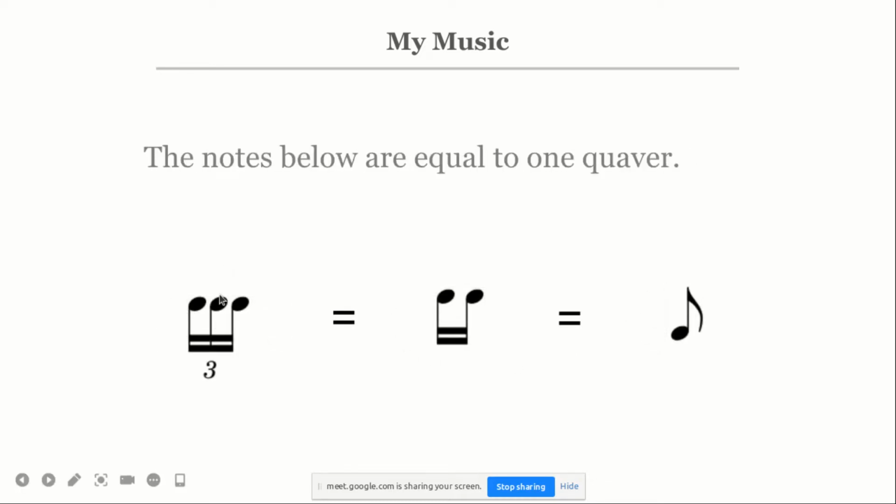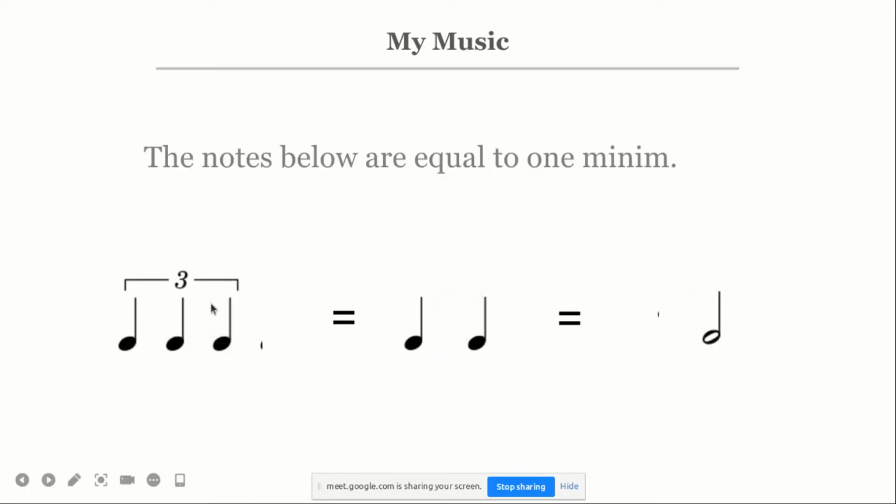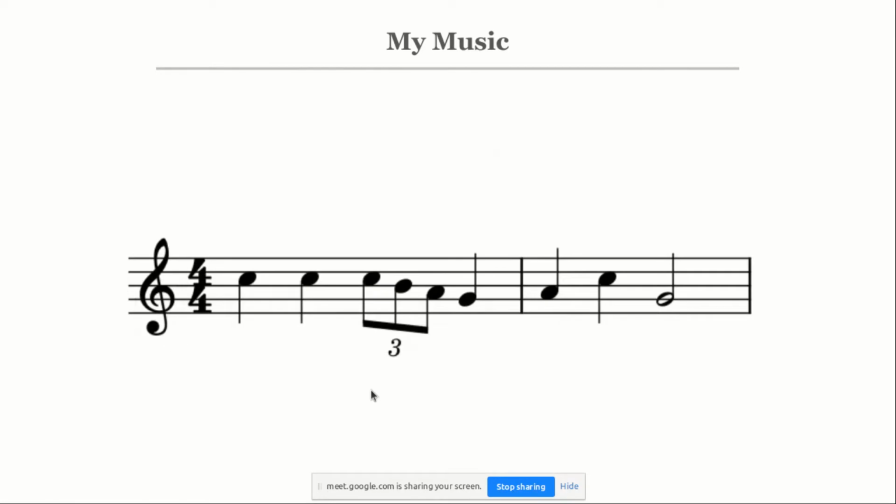If you look, this is a triplet of 3 semiquavers, which should be played in the time of 2 semiquavers, which is equal to 1 quaver. This is a triplet of 3 crotchets, which would be played in the time of 2 crotchets, which would be equal to 1 minim. So don't forget, a triplet is a group of 3 notes that are played in the time of 2 of the same time value. Simple as that.